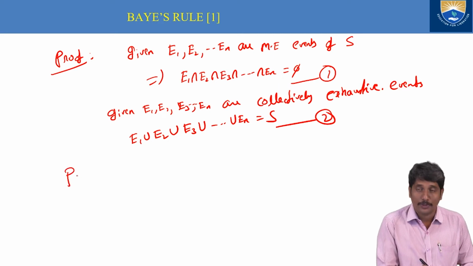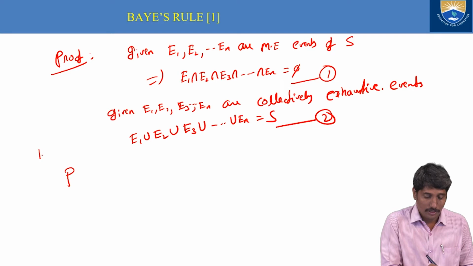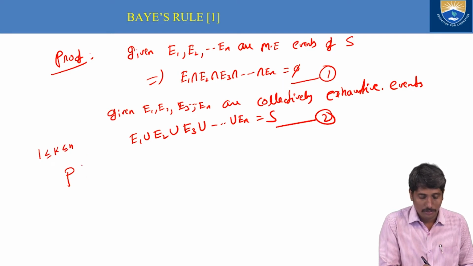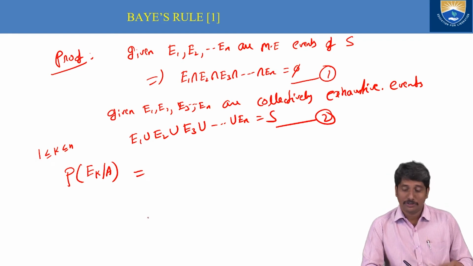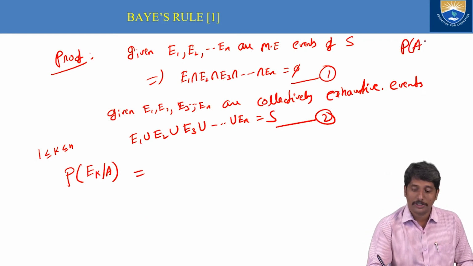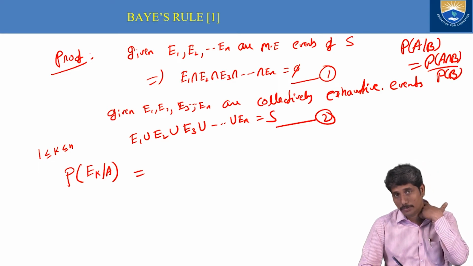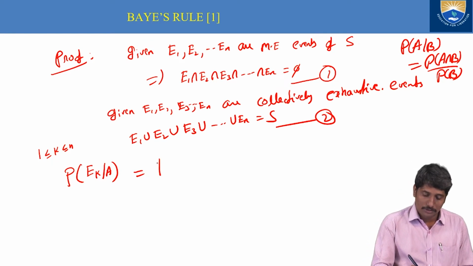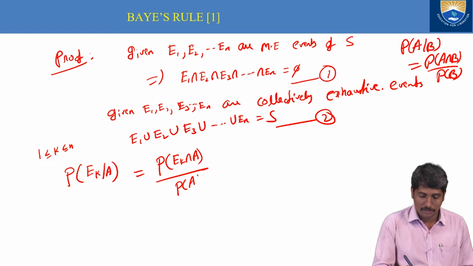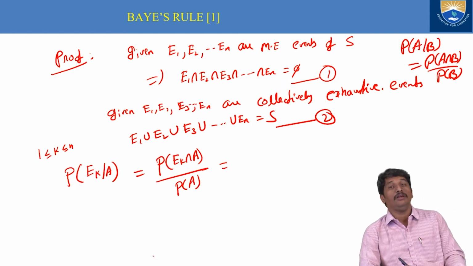Now, what we have to prove? We have to prove that for a fixed k between 1 to n, we have to start with the LHS. LHS is P of EK given A. Now, let us go to the definition of conditional probability. What is the definition of conditional probability? P of A given B is equal to P of A intersection B over P of B. This is the definition. P of EK given A means P of EK intersection A by P of A.